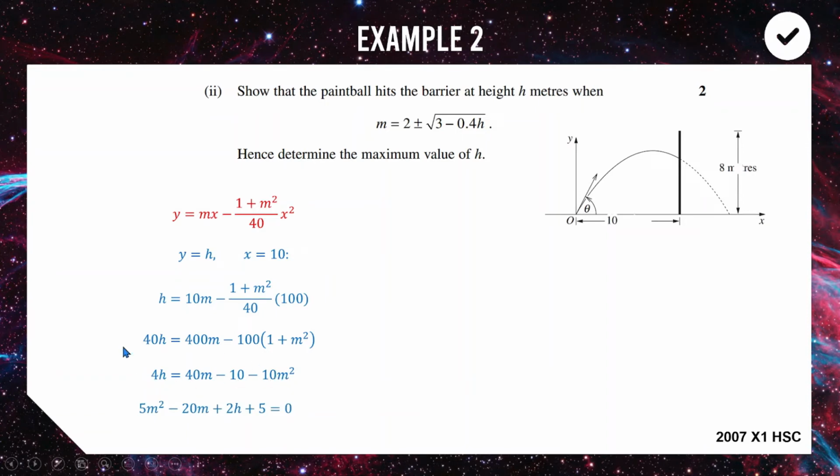We get 5m squared on the left. We get negative 20m on the left. We add the 5 across and this 4h turns into a 2h. And now we have a quadratic equation. We've got an a, a b, and a c that we can solve using the quadratic formula.